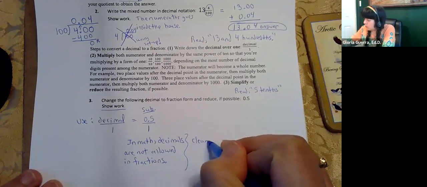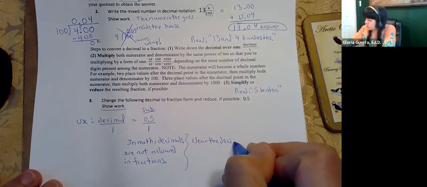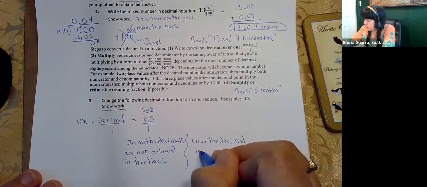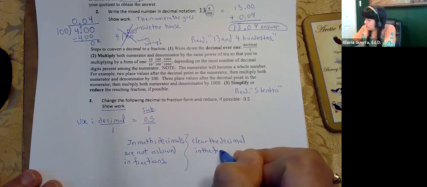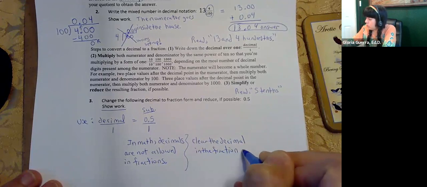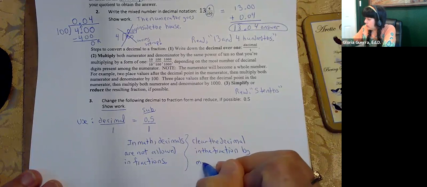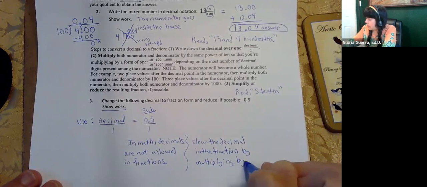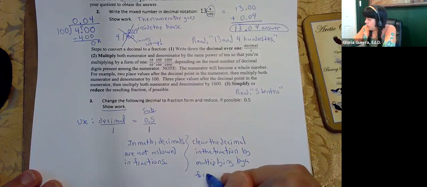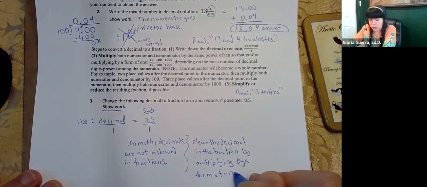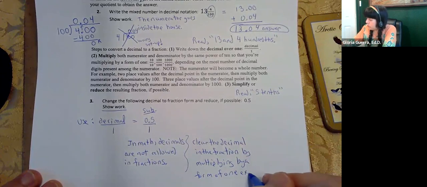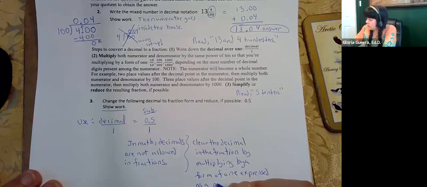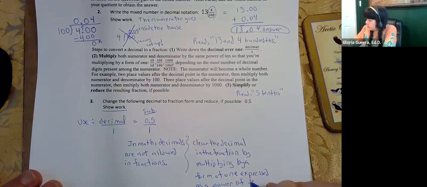So what you have to do is clear the decimals. Clear the decimal in the fraction by multiplying by a form of 1 expressed as a power of 10.